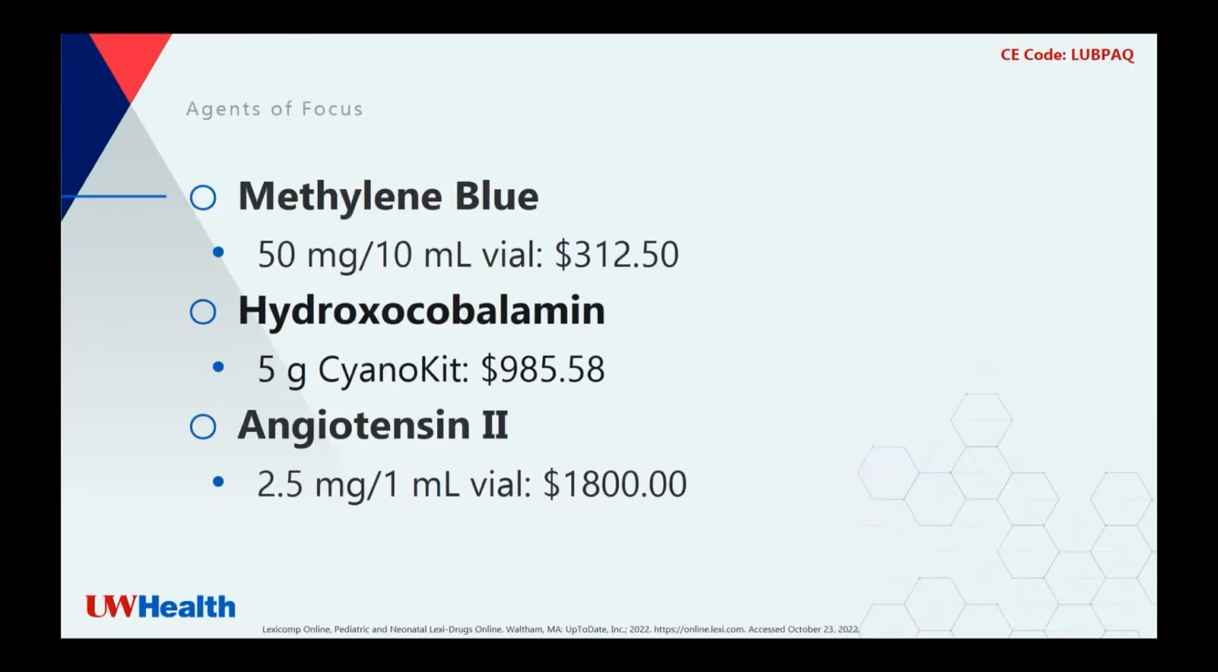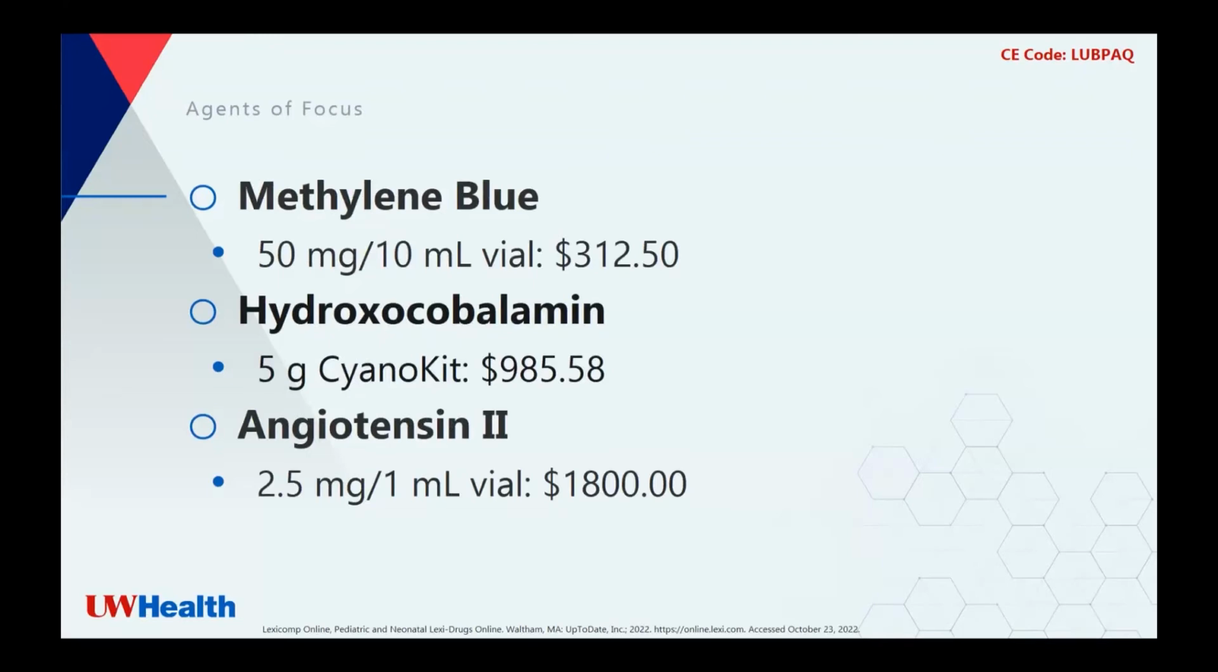All right, so the agents we'll discuss today include methylene blue, hydroxocobalamin, and angiotensin II. Before we dive into each agent, I'd just like to take a moment to show some cost comparison between agents. These prices here are based on the average wholesale price that LexiComp includes. So it's not specific to UW pricing exactly, but it should be a good comparison between the 3 agents.